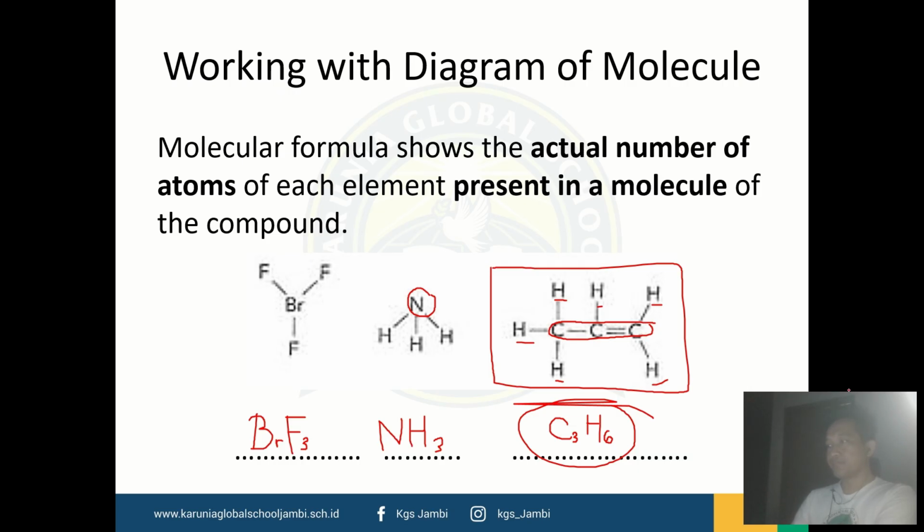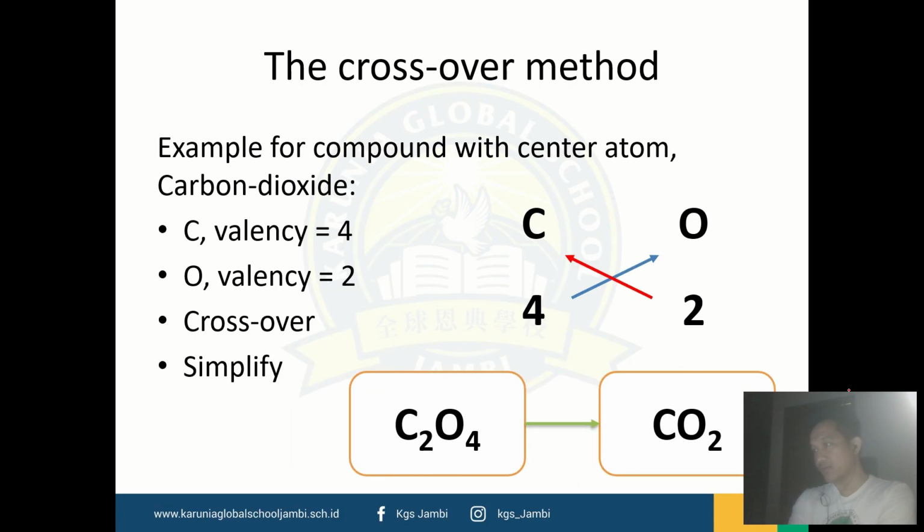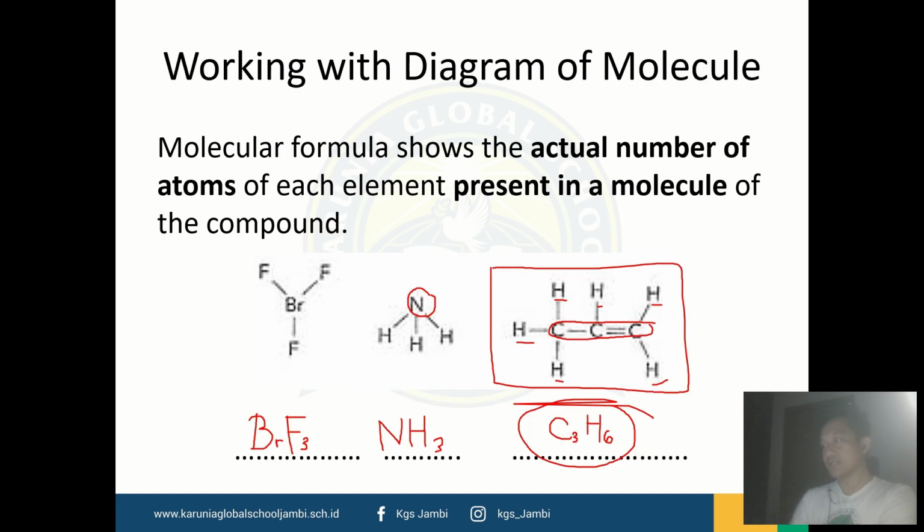Simplification only happens when we do the crossover method using the valency, and then the last step is simplifying. This one really has 3 C. This is propane.